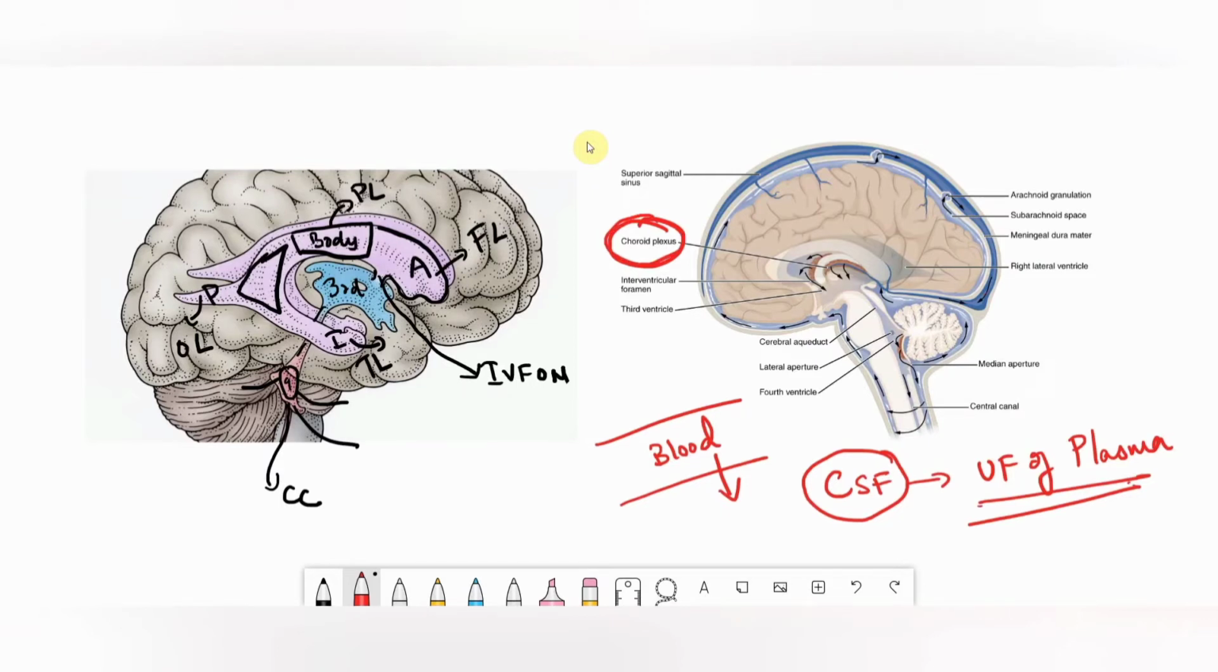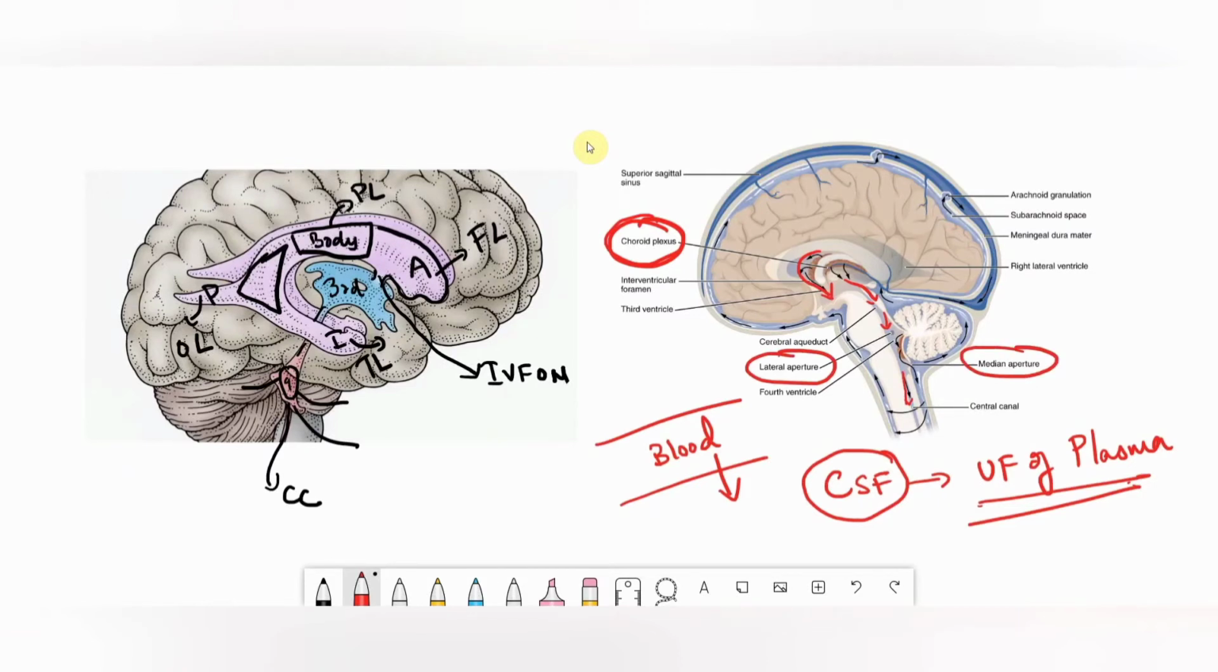Now the CSF that is made within the choroid plexus enters the ventricles and travels to different parts of the brain through the ventricles. From the lateral ventricles, like I already told you, it enters the third ventricle. From the third ventricle, through the cerebral aqueduct, it enters the fourth ventricle. From the fourth ventricle, it continues as the central canal within the spinal cord, and it also drains into the subarachnoid space through the lateral foramen and the medial foramen.